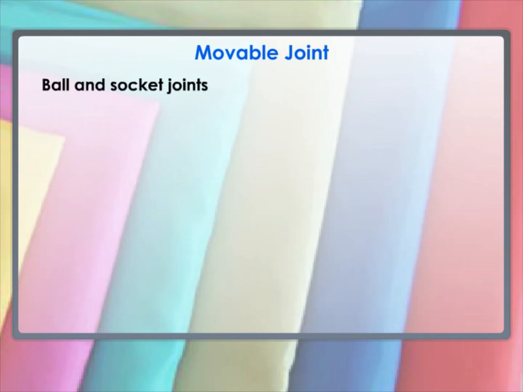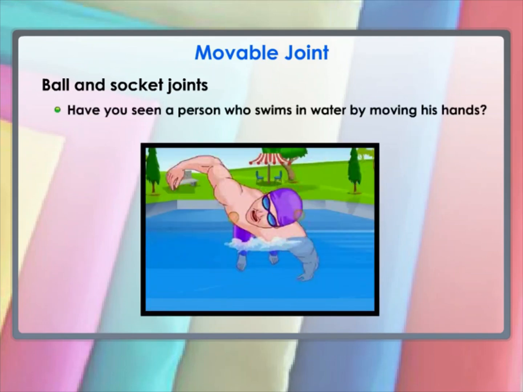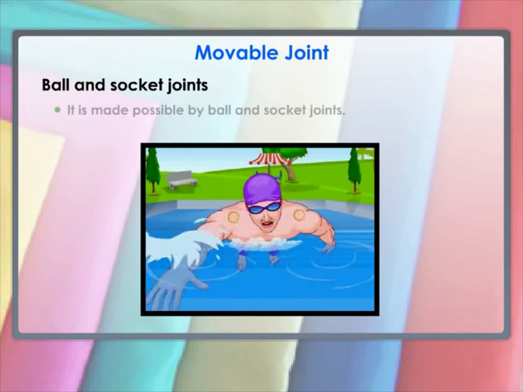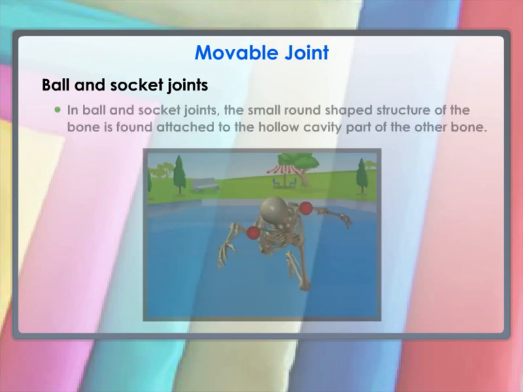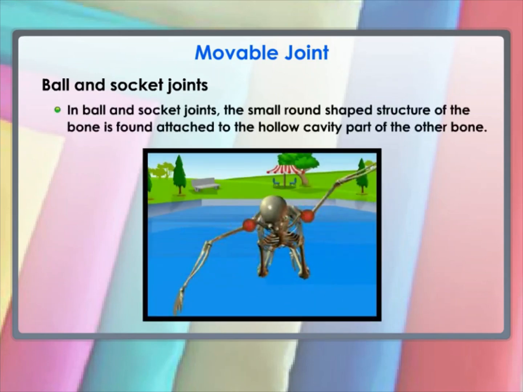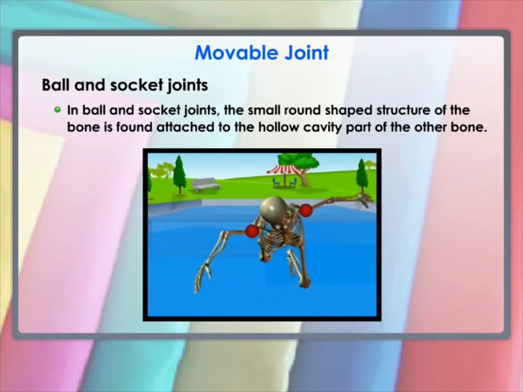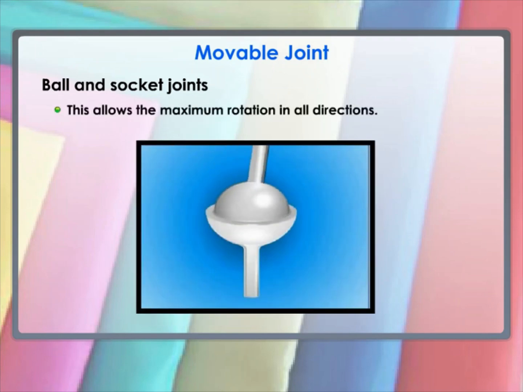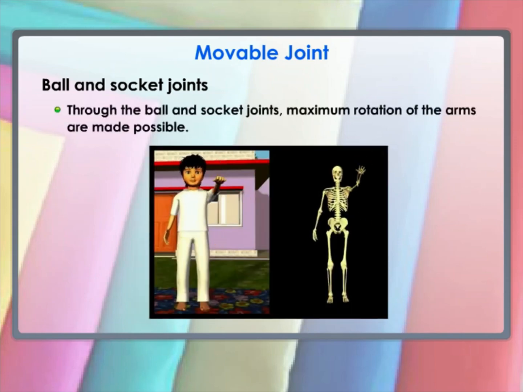Ball and socket joints. Have you seen a person who swims in water by moving his hands? How could he swim with such ease? It is made possible by ball and socket joints. In ball and socket joints, the small, round-shaped structure of the bone is found attached to the hollow cavity part of the other bone. This allows maximum rotation in all directions. Through the ball and socket joints, maximum rotation of the arms is made possible.